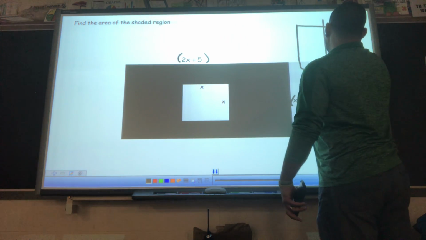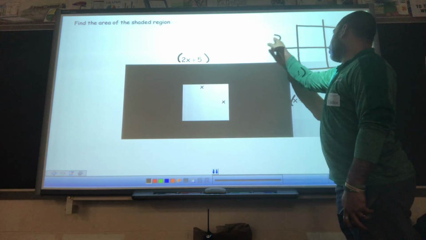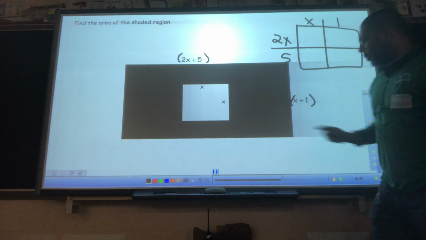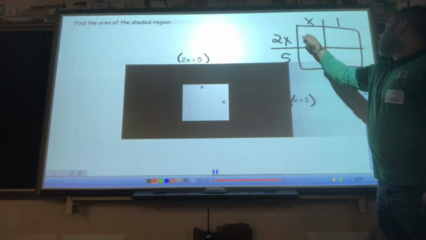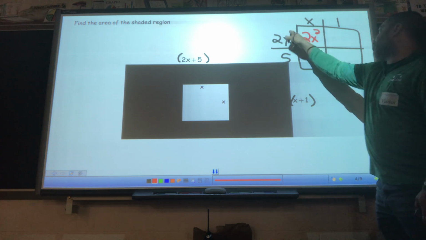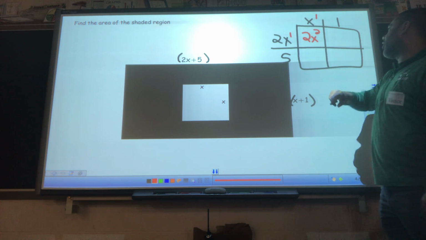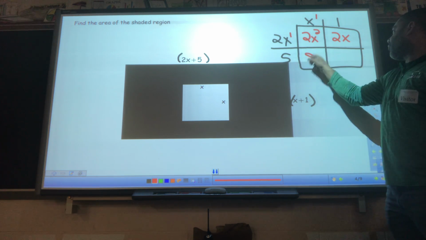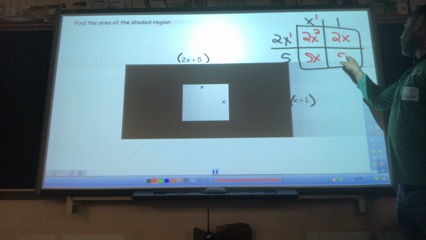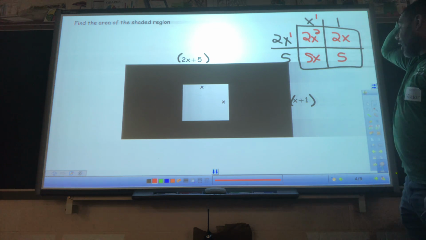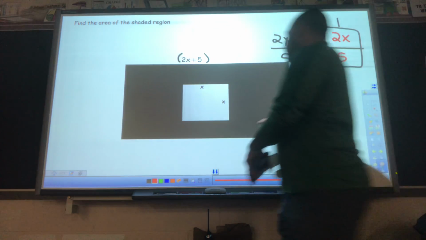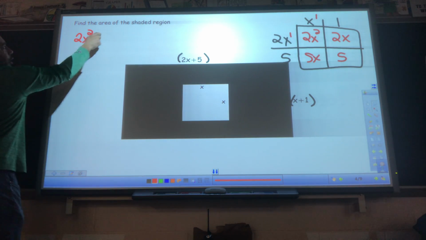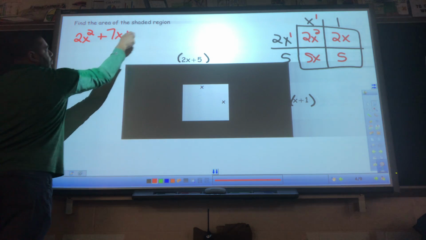There we go. So I have 2x plus 5 being multiplied to an x plus 1. Now I'm going to do my multiplications here. So I have 2x squared. Remember, when you multiply x's, you add the exponents. 2x down to the 5. 5 times x is 5x. 5 times 1 is 5. So the area of the big box is 2x squared plus 7x plus 5.